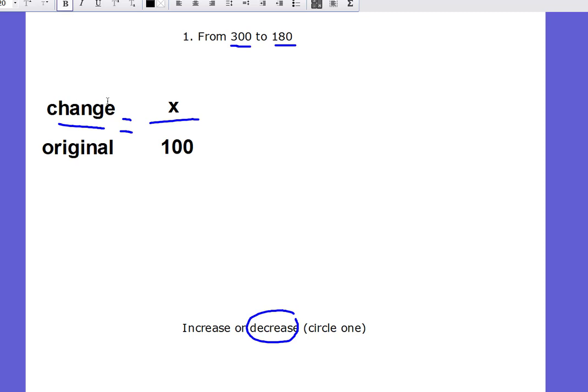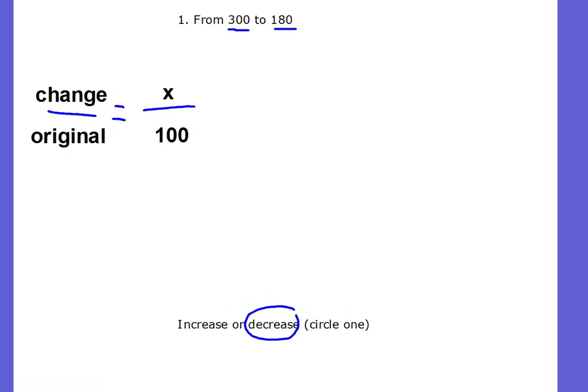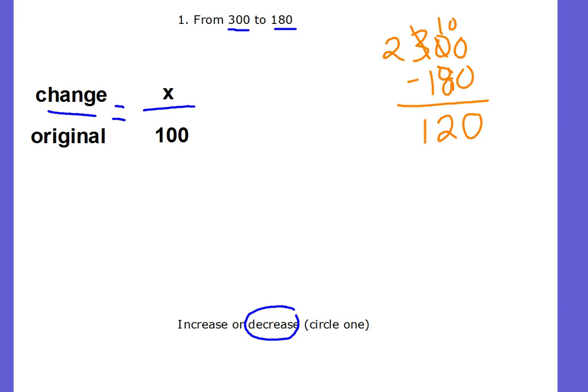So the first thing I need to find is the change. I need to figure out how did I go from 300 to 180. And the way that I can do that is by finding the difference. That means that I need to go ahead and subtract. So if I have 300 minus 180, what is the amount of change? My change was 120, so that will be my numerator, 120.